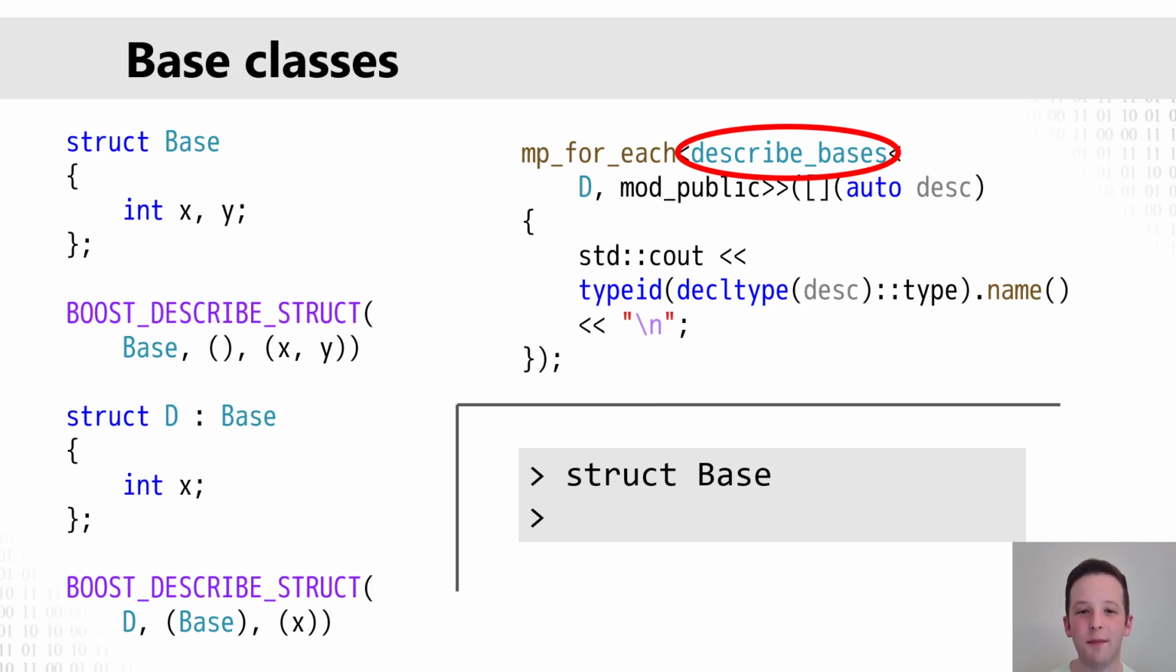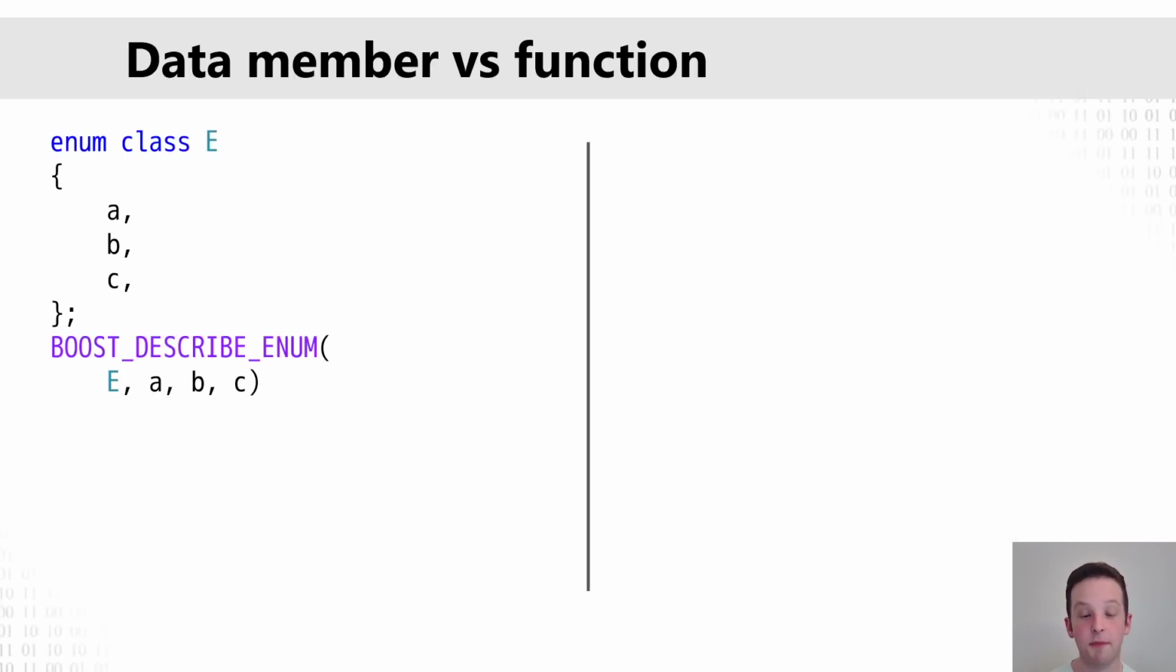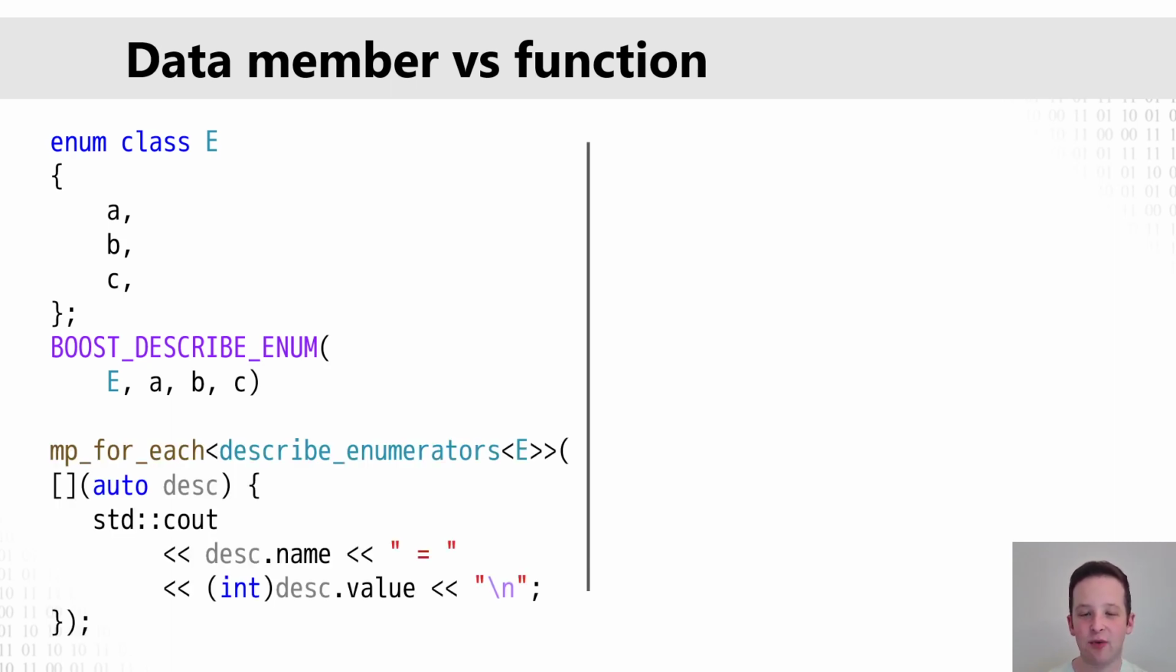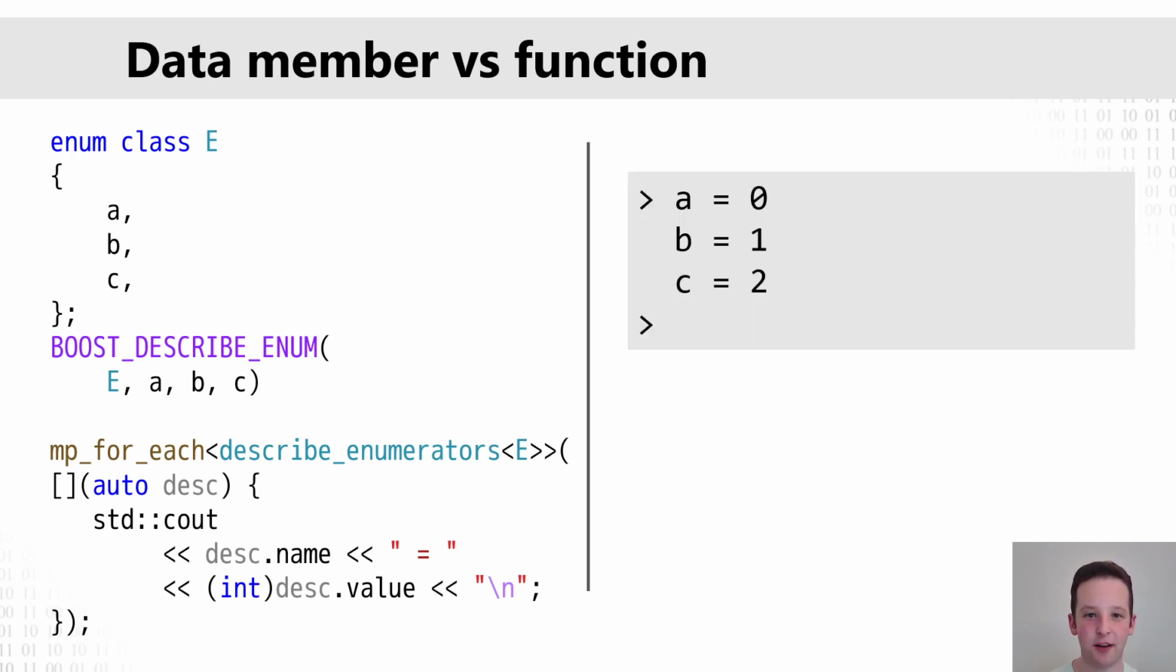I want to show you one more type list that Boost.Describe has. Let's go back to enumeration types for a minute. So back with my simple enum, with just A, B, and C, I want to print out something a little bit more complicated. Let's try like A equals 0, B equals 1, that sort of thing. Let's print that out. And to do that, I use the Describe enumerators type list. So with Describe enumerators, it gives you descriptors for the enumerator values. And that's exactly what it prints out.